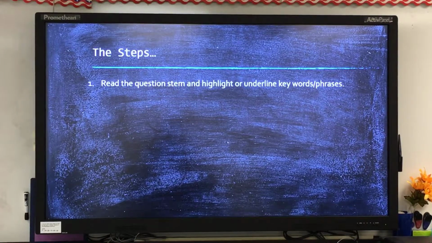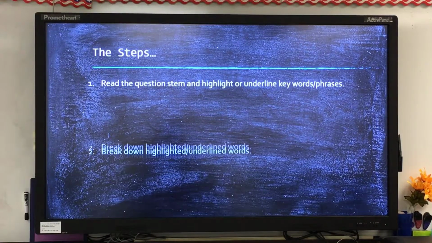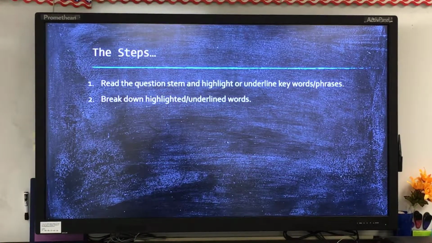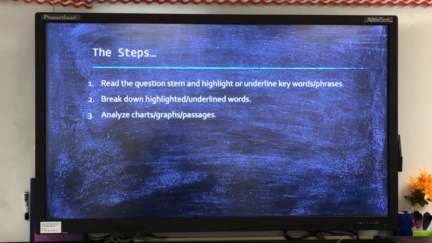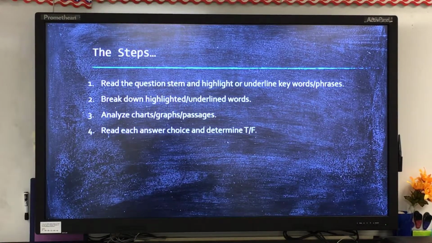First, you're going to read the question stem and highlight or underline keywords or phrases in the question stem. Second, you're going to break down those highlighted or underlined words. Third, you're going to analyze any charts, graphs, or passages given to you in the question. Fourth, you're going to read each answer choice and determine if those answers are true or false. And last, you're going to choose the best answer.